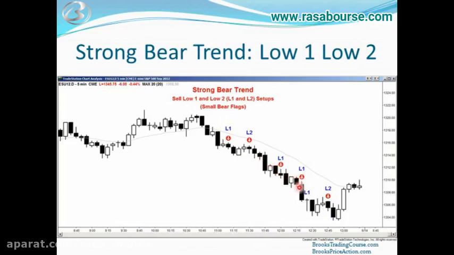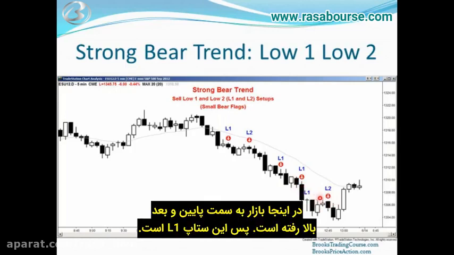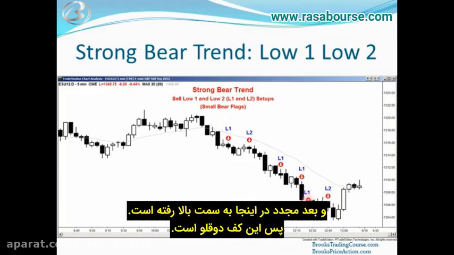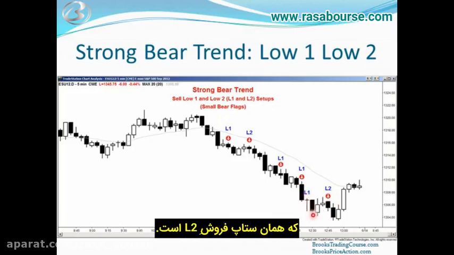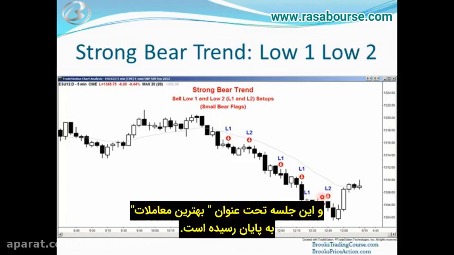And okay, this you could argue, well, this is more complicated. The market went down and up here, so there's a low one, and then it went up again here, so this is a double top, and that makes this a low two short. And that is the end of the module on best trades.